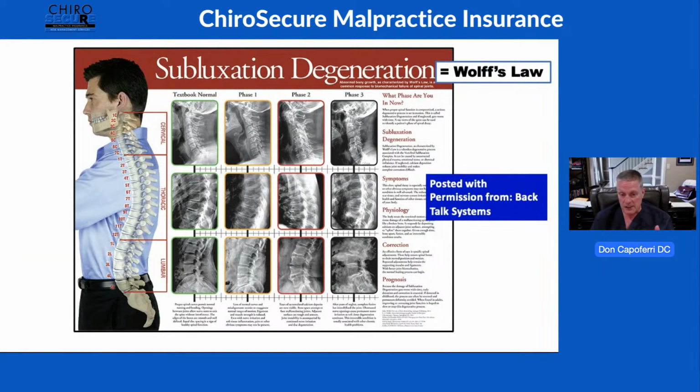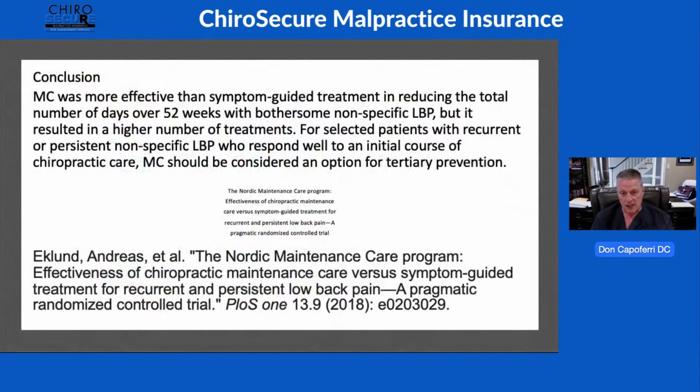Wolff, most of you have seen this poster before. You might even hang it in your office. This is Wolff's Law pictorial. It shows cervical, thoracic, and lumbar, and gradual change in the bone and the disc space from narrowing discs, end plate sclerosis, disc height degeneration.